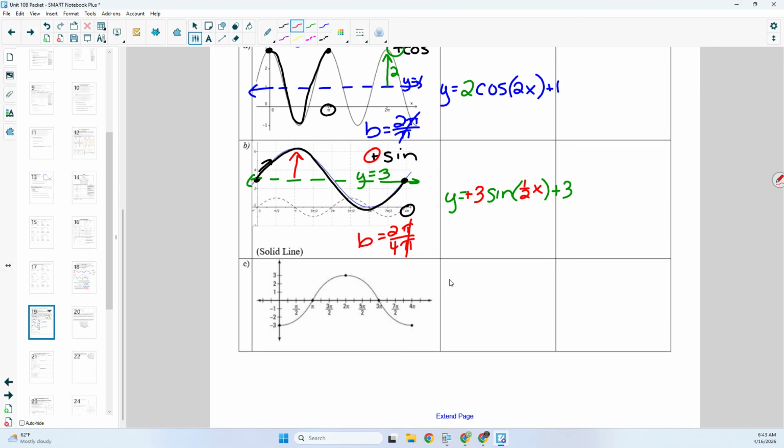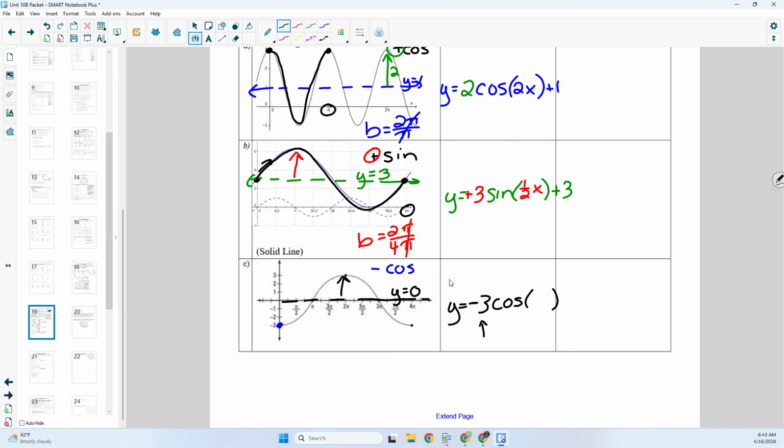So let's finish up with our last couple graphs. So this one, first decision, what type of graph do we have? We are starting at a minimum, so that is a negative cosine graph. My midline is 0. So this function is going to be a negative. I'm going to leave a space for my a value in case I have one, and nothing's going to go at the end because I don't have a vertical shift. The amplitude is 3, so I put that 3 right in there.